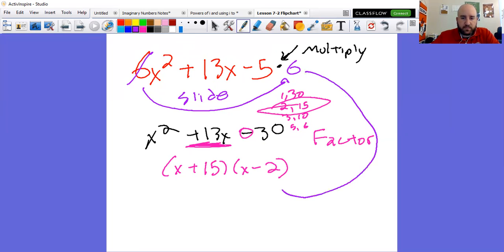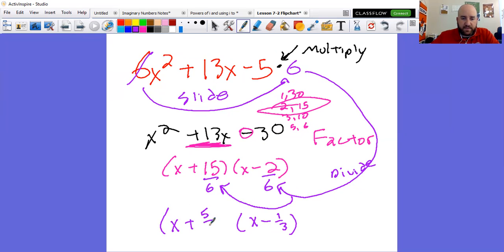Last step, divide. Okay. So again, I'm going to divide both of these, and now this is going to be to where I could simplify. 2 over 6 is going to simplify to 1/3. 15 over 6 is going to simplify to 5/2. This one I would divide both of these by 2. This one I would divide both of these by 3. And then lastly, now I slide 2 back out in front, slide 3 back out in front. So I get 2x plus 5, 3x minus 1.